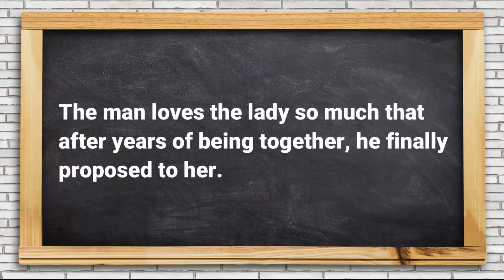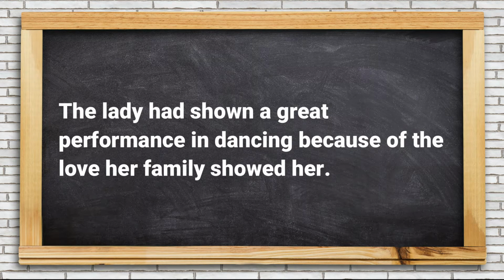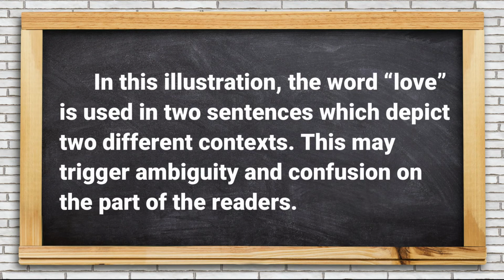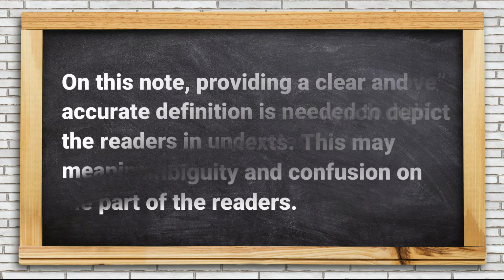Take a look at this. The man loves the lady so much that after years of being together, he finally proposed to her. The lady had shown a great performance in dancing because of the love her family showed her. In this illustration, the word love is used in two sentences which depict two different contexts. This may trigger ambiguity and confusion on the part of the readers.